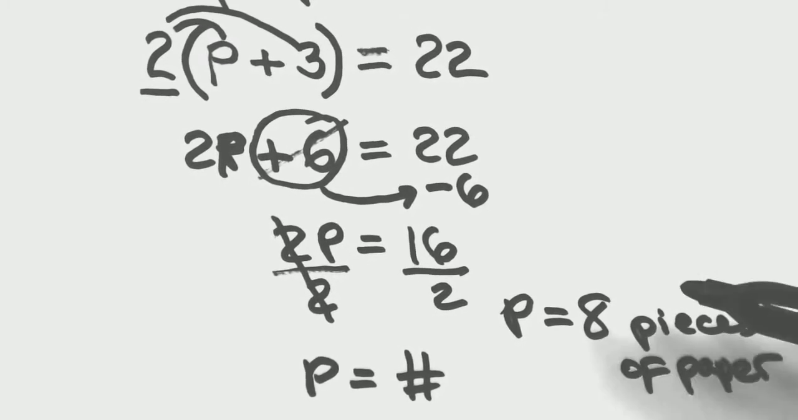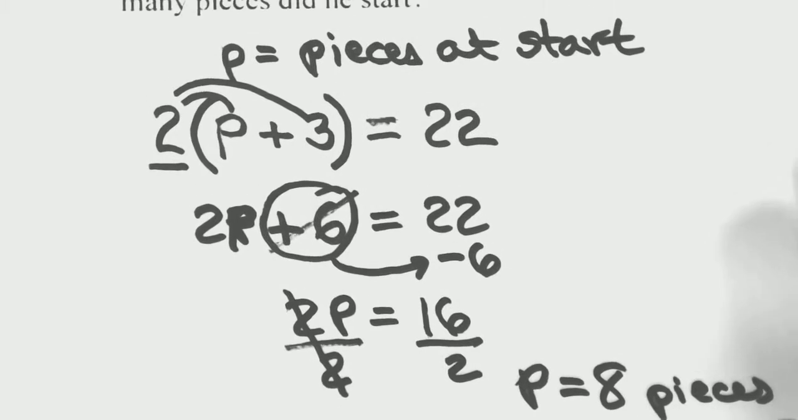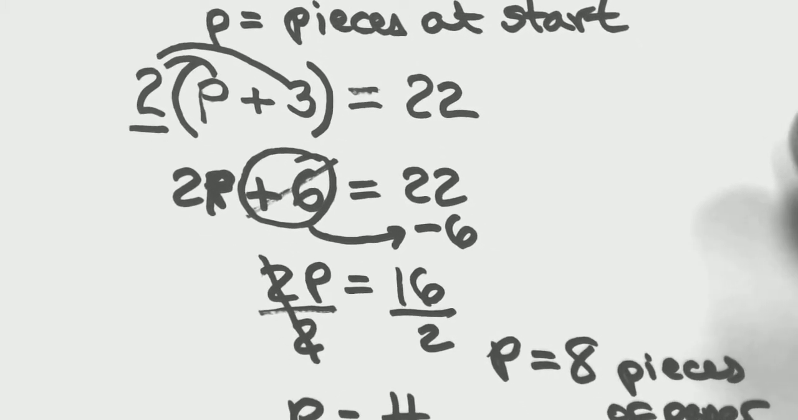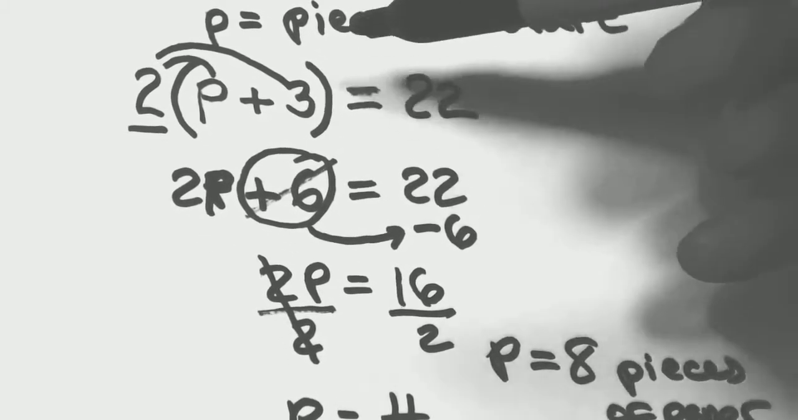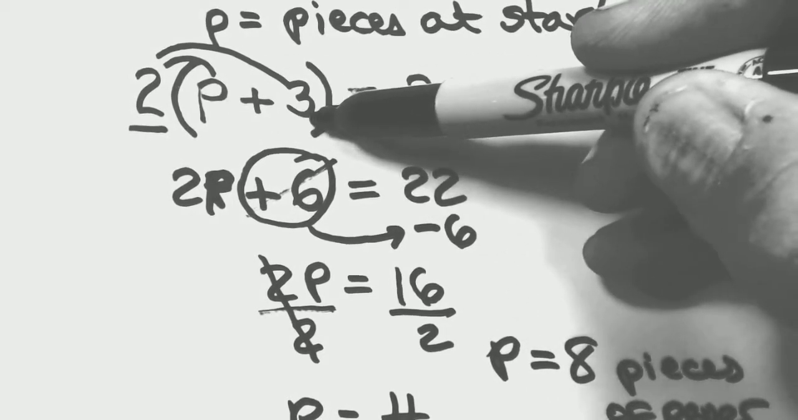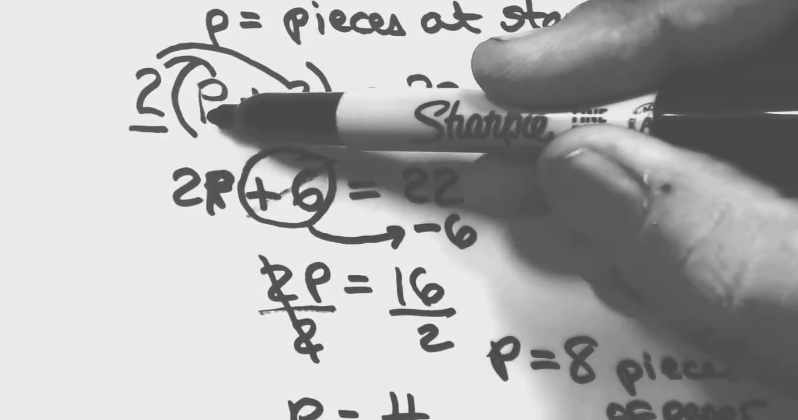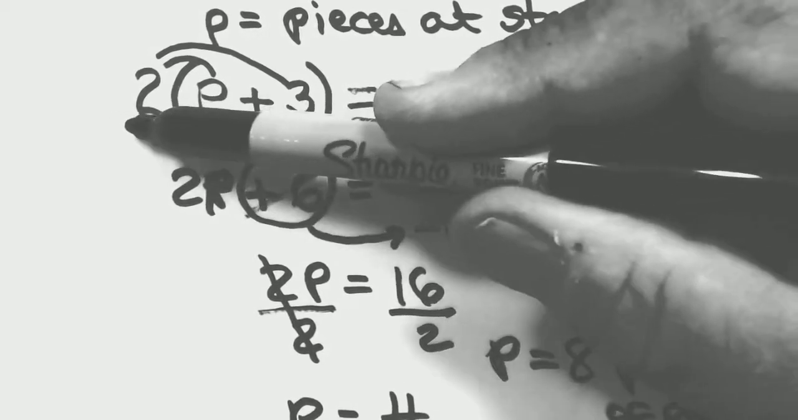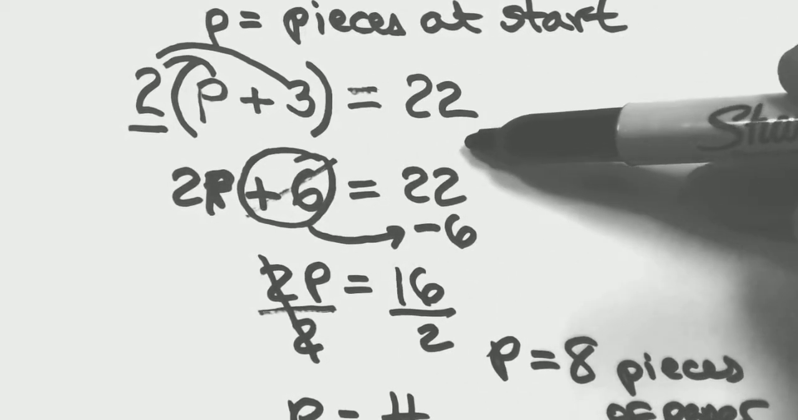Okay, well, you can see that this is correct if we go back and just look at this in our original equation up here. If he had 8 pieces to begin with, and he got 3 more before he started cutting them up, 8 plus 3 is 11. 2 times 11 does indeed give 22.